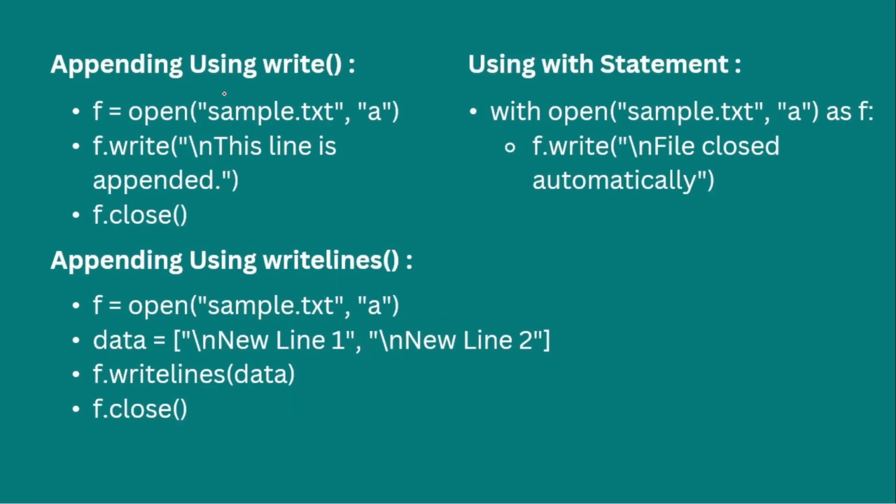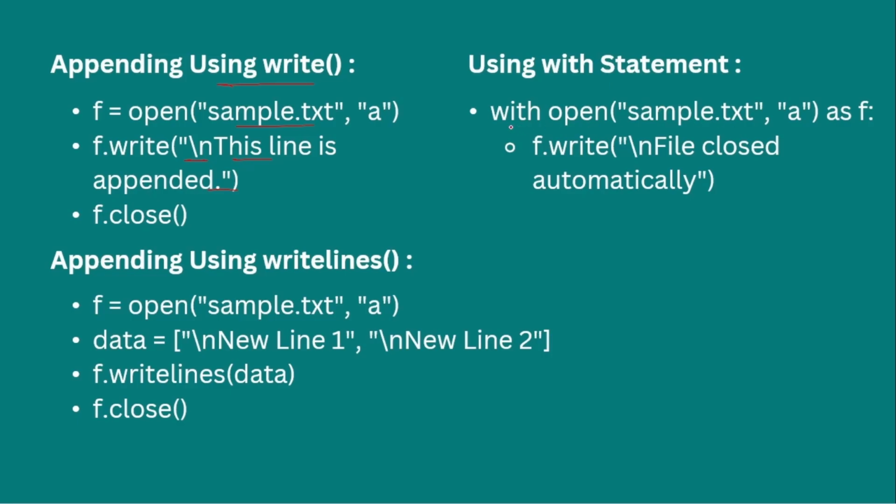So here we have append using write. We are opening this file sample.txt in append mode. Then f.write, this line is appended. Whatever data was already present in sample.txt, this line is appended will be written at the end of it, as a separate line, because we have added this new line character. And then finally we are closing this file.